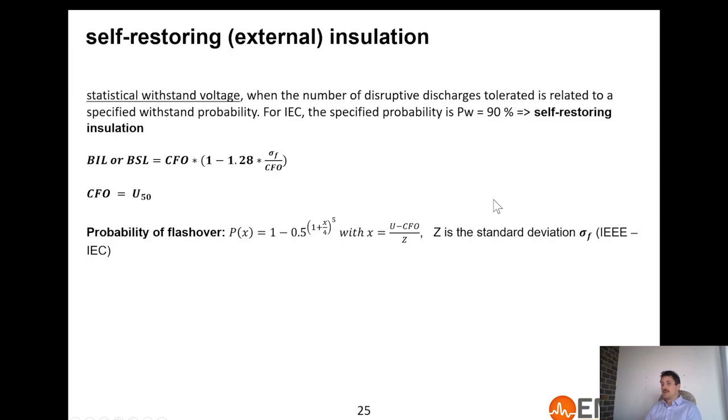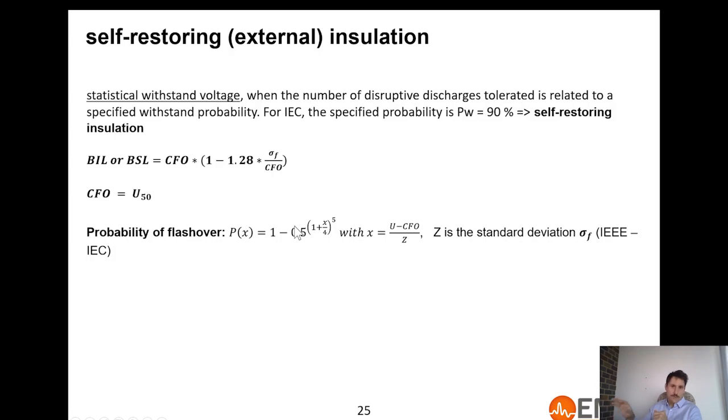Okay, and so then when you want to do a study, you will find, for example, a certain voltage, let's say 3 per unit, and you want to know if I apply this 3 per unit to this insulator, what is my probability of flashover? So you have the equation right there. Often using this equation, you can determine the standard deviation. You know the CFO, you know the BSL, you can determine the standard deviation, and then you can use this equation here to find the probability.